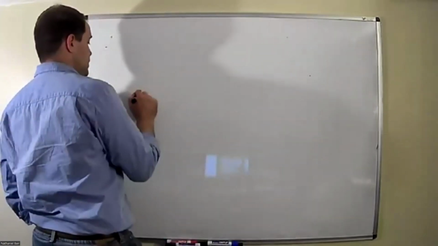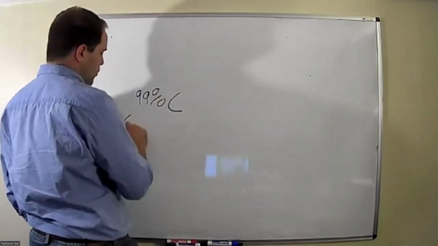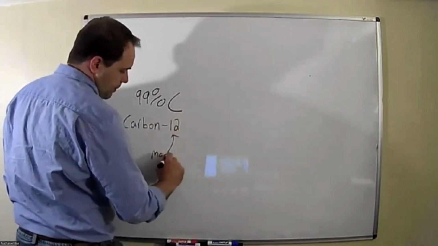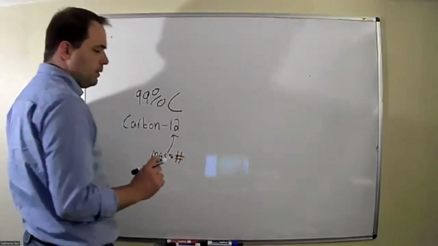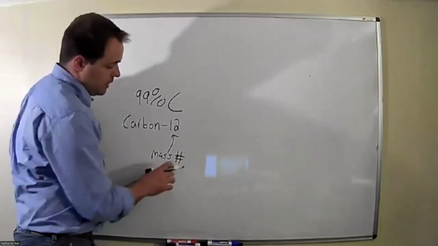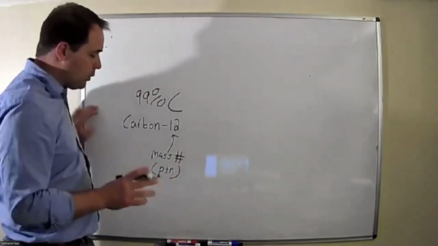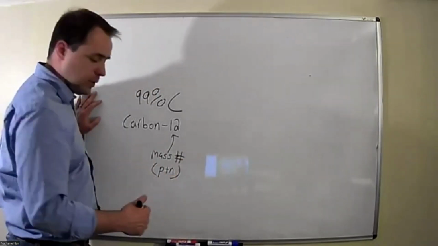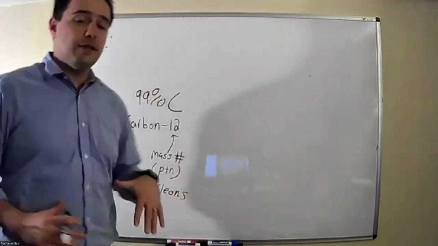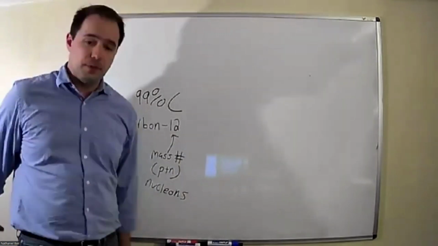99% of carbon is carbon 12. And that 12 is called the mass number. And it tells you the mass, the number of things in the nucleus. It tells you the sum of the protons and the neutrons added up. Okay, we have a word for those protons and neutrons, things in the nucleus. They're called nucleons. So nucleon is the generic word for anything that lives in the nucleus. So it applies to both protons and neutrons.